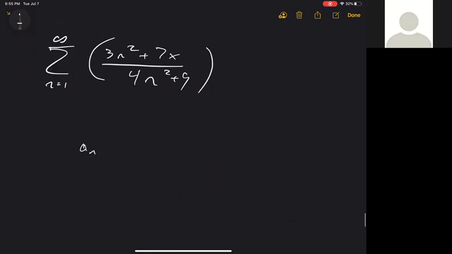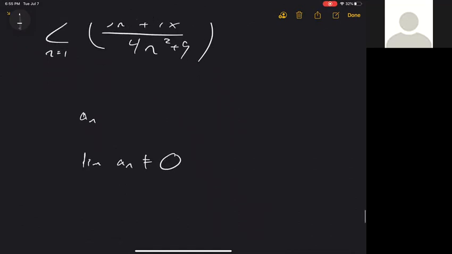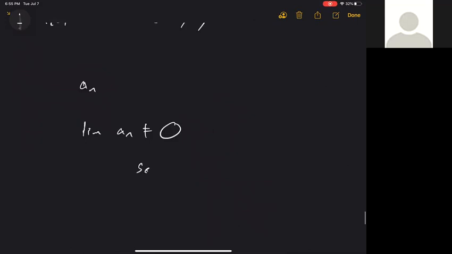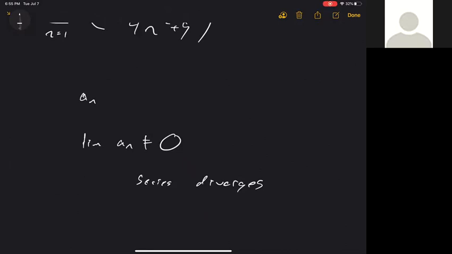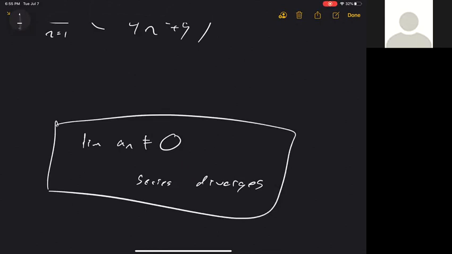I call that my a_n, okay? Remember what the divergence test says. If the limit of a_n does not equal 0, then the series diverges. What I want you to be careful of, though, is reading too much into the divergence test. This is all the divergence test says, okay? If the limit of a_n does not equal 0, the series diverges. If anything else is going on, we don't know what's happening.